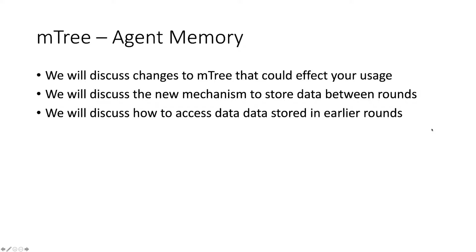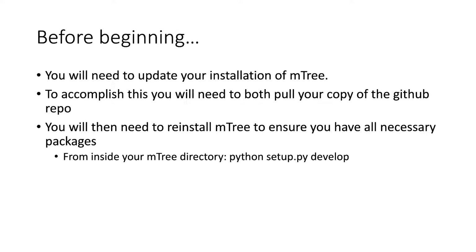So what we're going to talk about today is a couple changes to mTree that were made necessary to support agent memory and some other features such as the web UIs. And as a result of those, it's possible that it will affect your usage. You might get some errors, and we'll explain what those are. We'll also look at the mechanisms to store data between rounds and talk about what that means. And we'll also talk about how to access the data that has been stored in earlier rounds.